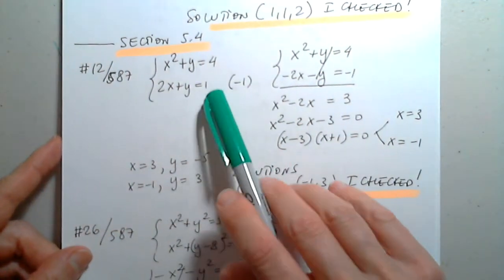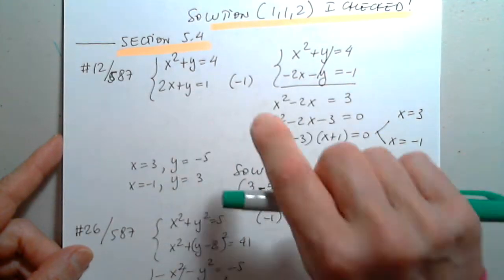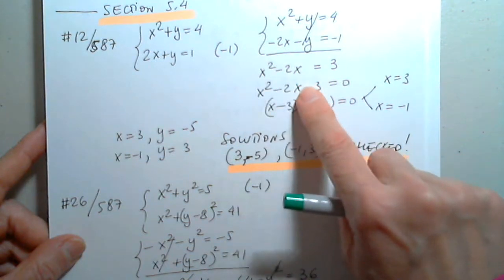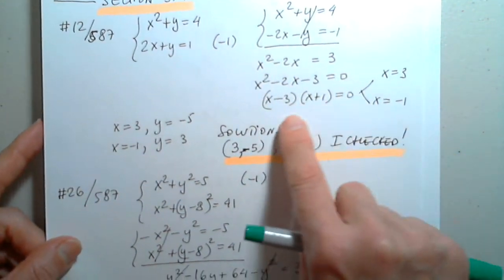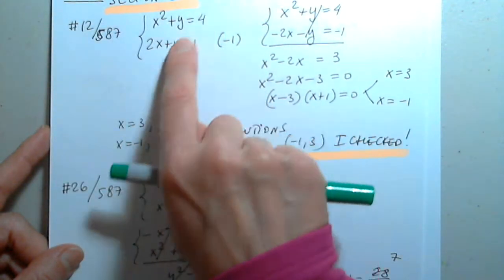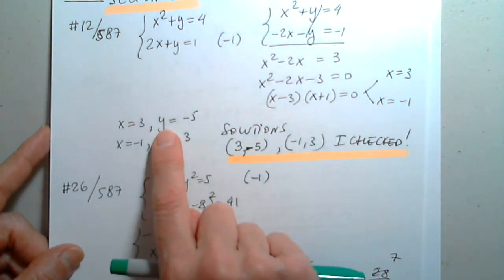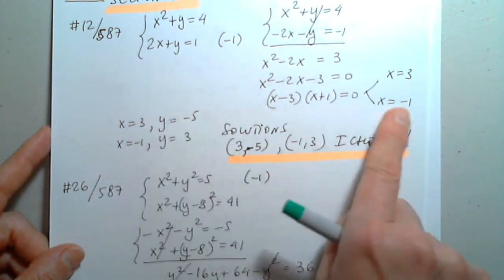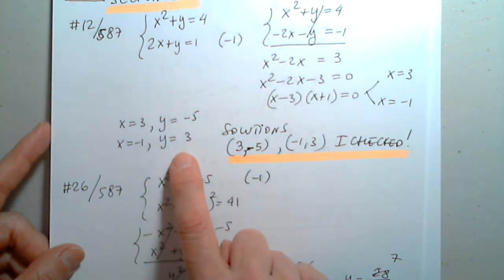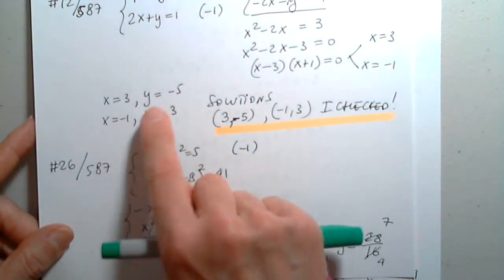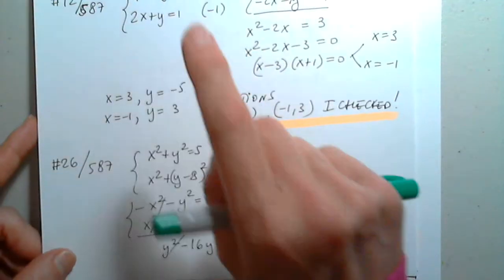Here, these are nonlinear systems. So I eliminated y, multiplying the second equation by -1. And I got x squared minus 2x equals 3, factor, got 3 and -1, go back to any of the equations to get the corresponding y values. For x equals 3, I got y equals -5. For x equals -1, I got y equals 3. The solutions are (3, -5), (-1, 3), and I went back and checked.